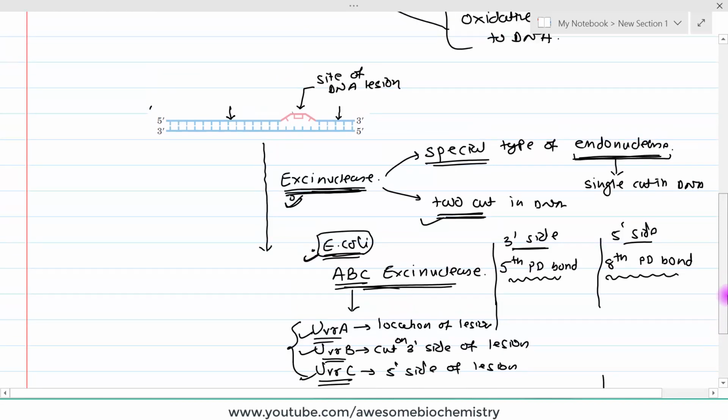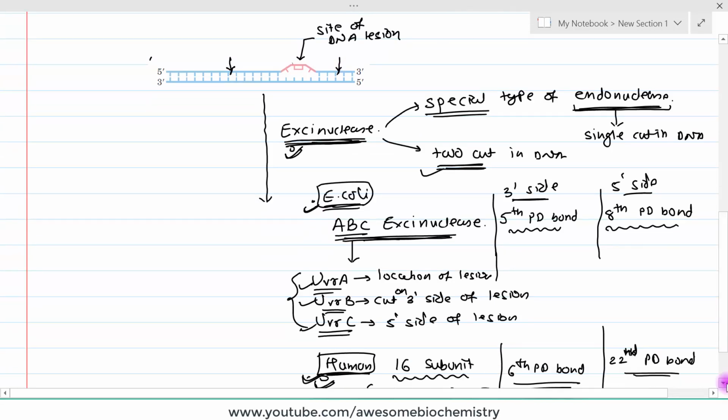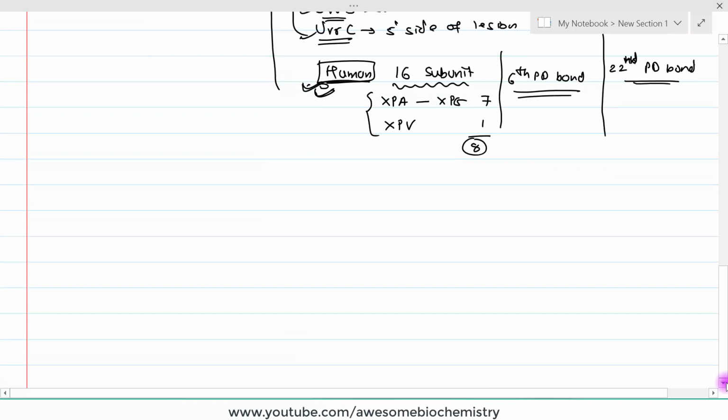So now let's continue the example of this E. coli over here. So this E. coli exonuclease, that is ABC exonuclease, puts up one cut over here and another cut over here. So what will happen? This phosphodiester bond is now broken down. So let's put it into the diagram. So let's paste the diagram over here. Okay. So now as you can see, one cut is over here and the other cut is over here.